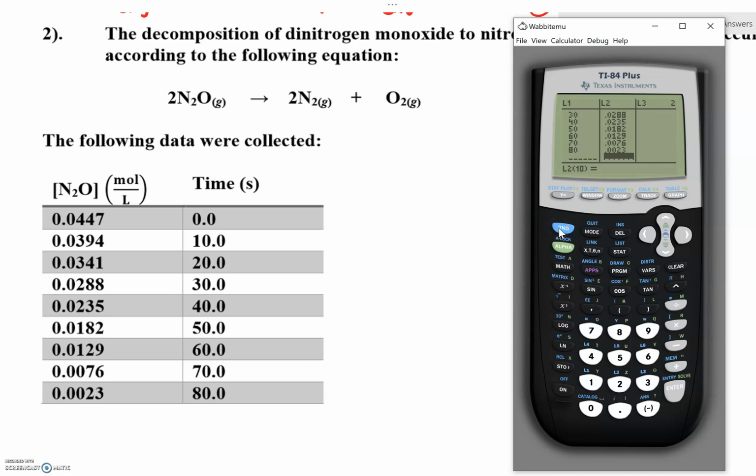Let's graph this stuff and see what happens. So let's turn plot 3 off. Let's turn plot 1 on because it's already set up as L1 versus L2. Graph, zoom 9. I predicted a zero order reaction. Boom!